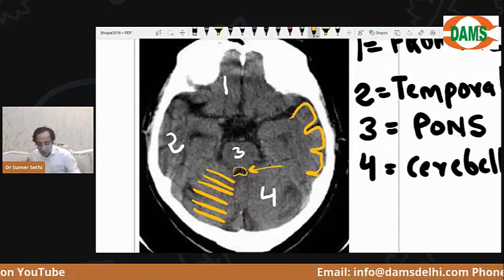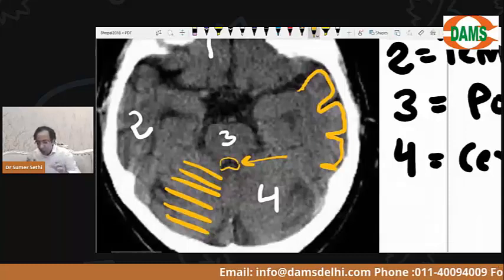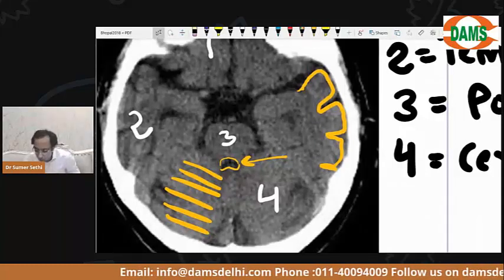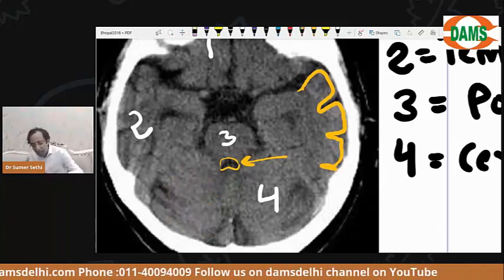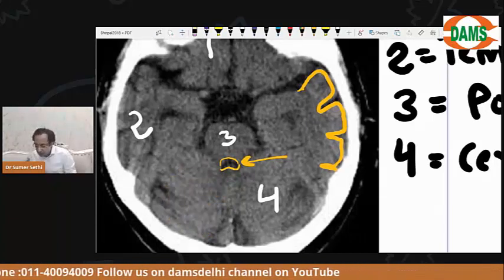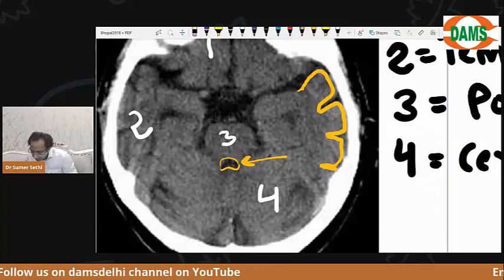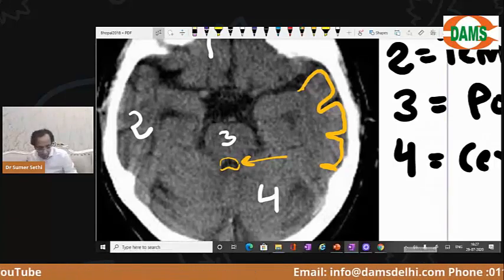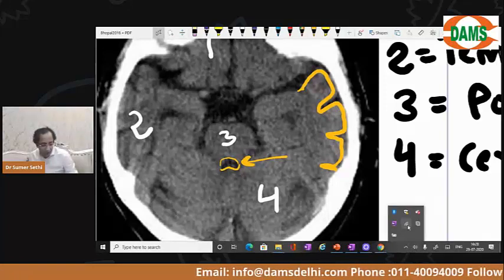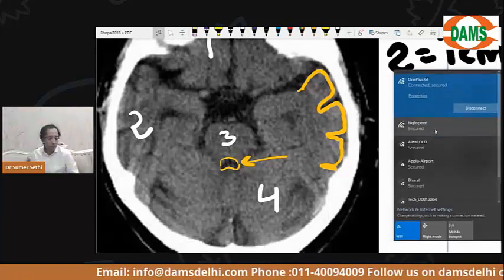Are you clear with this or not? Brother, the temporal lobe has gyri and sulci because it is part of the cerebrum. The cerebellum will have those folia because it is a different part. Okay. Everybody gets it? Yes. So I think, is the internet back?